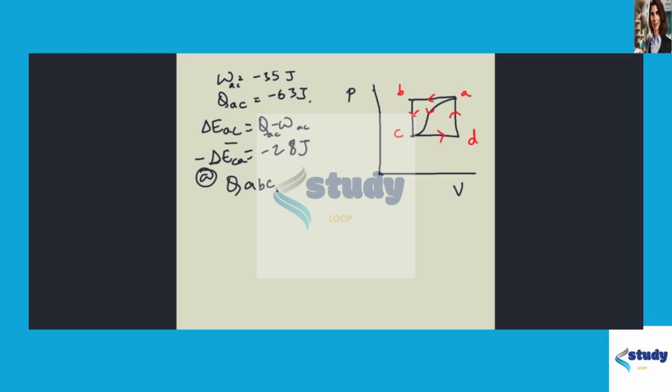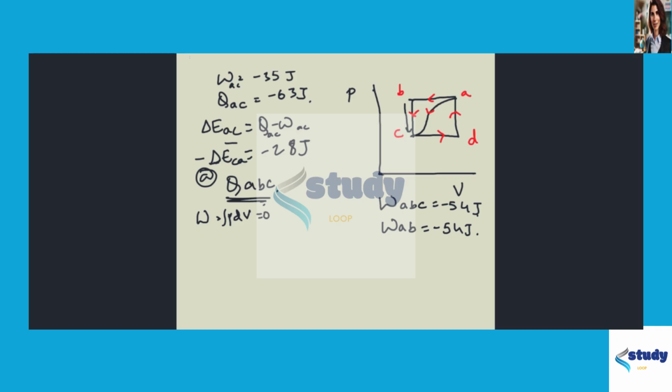Also remember that we are given an extra piece of information. The work done during the process ABC is minus 54 joules. We want to find Q_ABC. But notice that in the process BC, the volume remains constant, which means work done is 0, because work is the integral of P dV, and if dV is 0, work done will be 0. Which means work done during ABC is simply work done during the process AB, and that will be minus 54 joules.